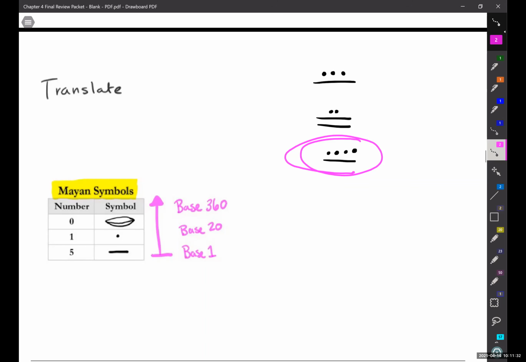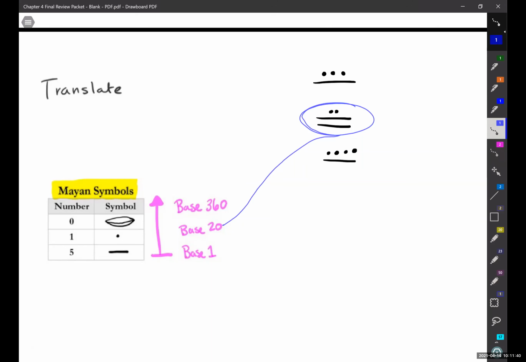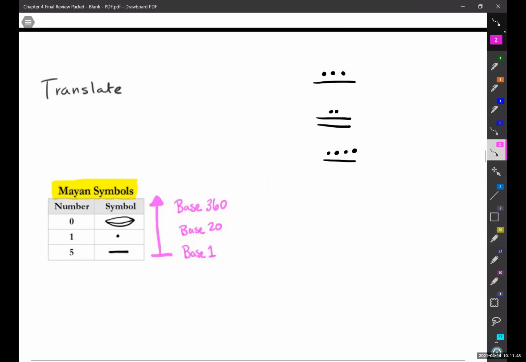The second grouping of numbers is in the base 20 location. So whatever number this represents in Mayan symbols should be multiplied by 20. And then finally, the third vertical grouping of numbers is in the base 360 location. So whatever this is in Mayan numerals, we should multiply it by 360. Okay.